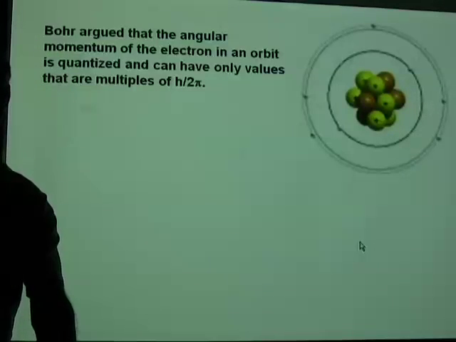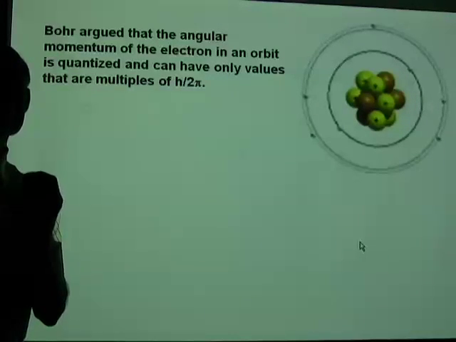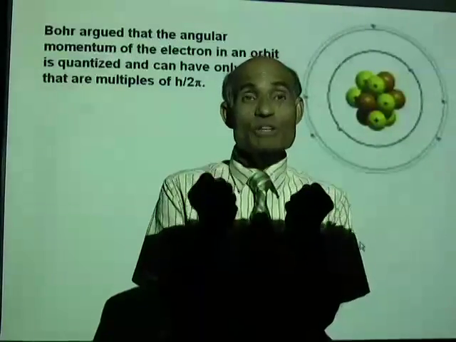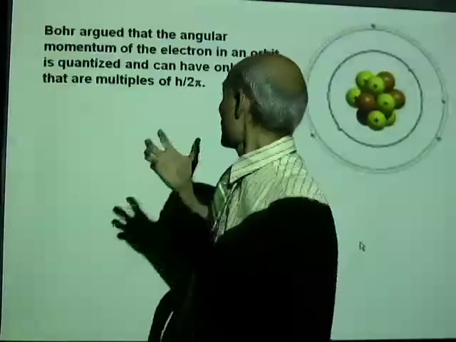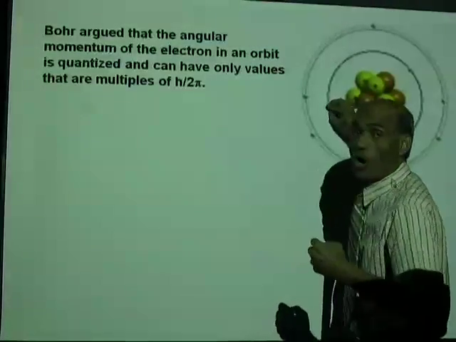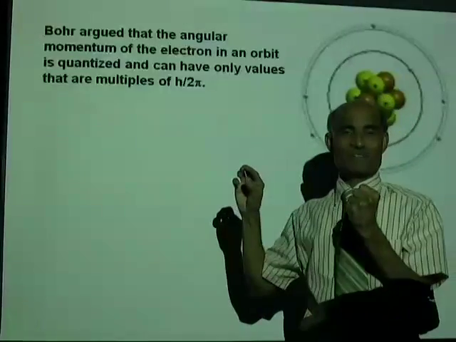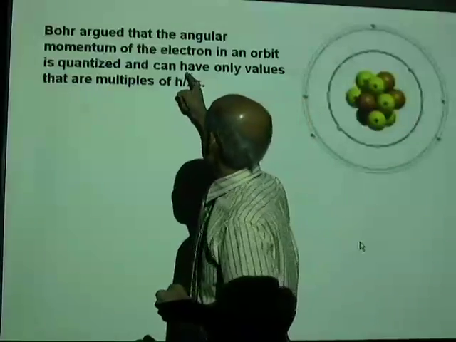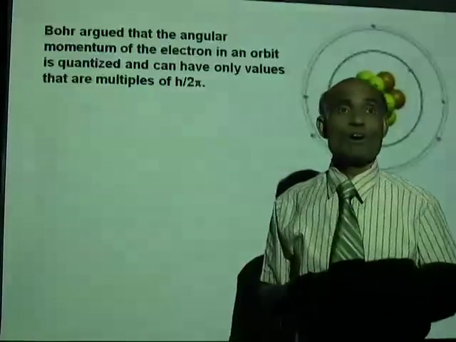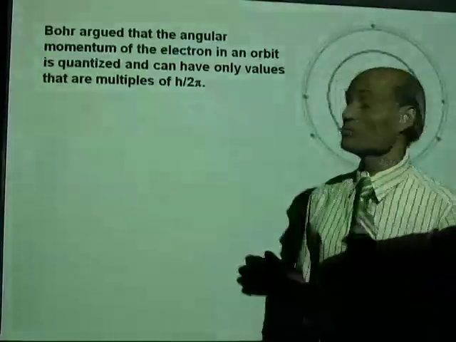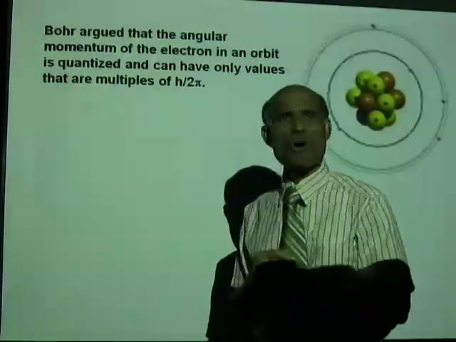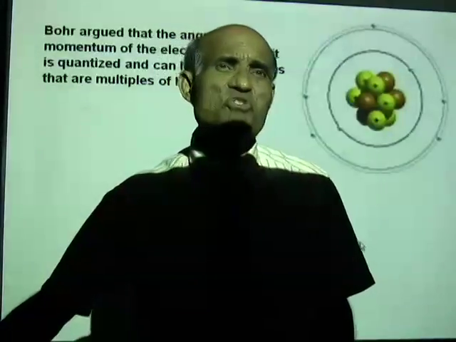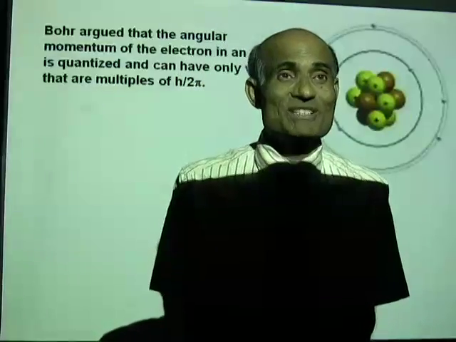Now, Bohr argued that the angular momentum of the electron in an orbit is quantized. What's the meaning of that? The angular momentum is quantized. It means that the angular momentum of the electron can only have certain values. That's the meaning of quantization. Now, according to Bohr, the angular momentum of electrons can only have values that are multiples of h over 2 pi. Now, this is a very important constant. What is h? H is actually Planck's constant.